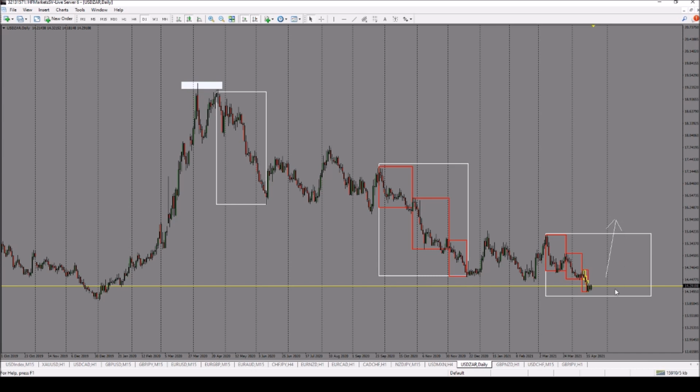So that is basically what you'll be doing to predict where the market is going to go next, and to actually predict and give proper anticipations of where you are expecting it to go.